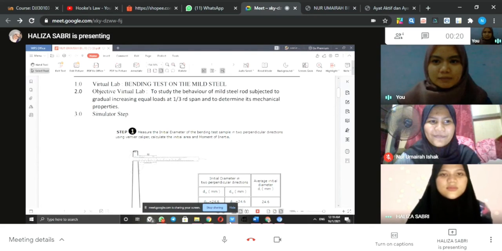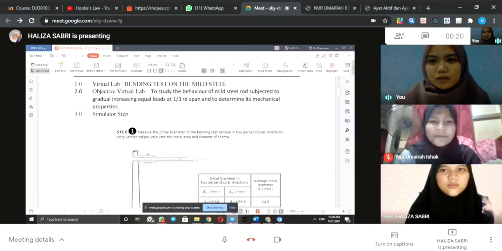So, eksperimen hari ini yang saya nak terangkan ialah bending test on the mild steel. Objektif eksperimen ni ialah to study the behavior of mild steel rod subject to gradual increasing equal loads at 1/3 span and to determine its mechanical properties.